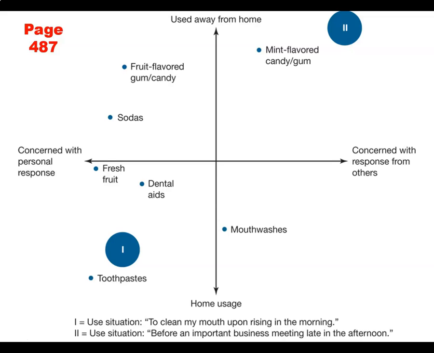And your textbook provides a great example of this. On page 487, you see this figure, and you can see how brands that represent these particular products, that include sodas or toothpaste, mouthwash, gum, might be positioned by the brand manager based on the use situation. For example, when a consumer is cleaning their mouth or before an important business meeting. You can see how they might position these products based on that particular usage situation.